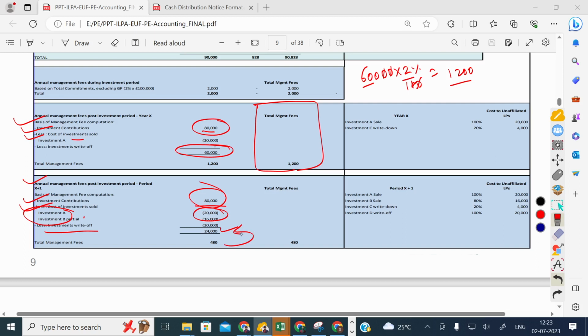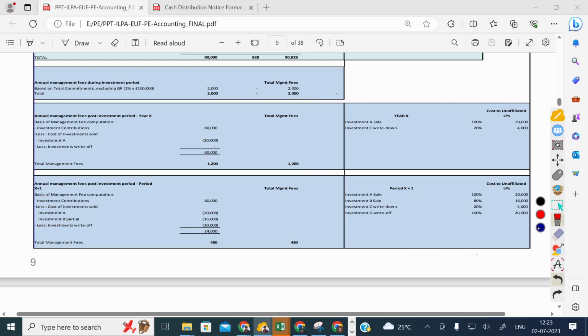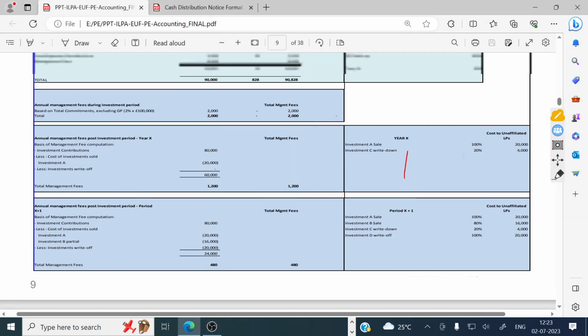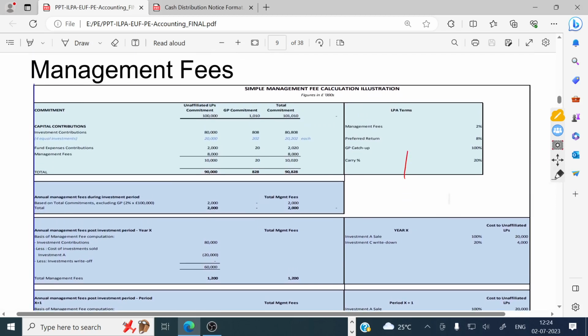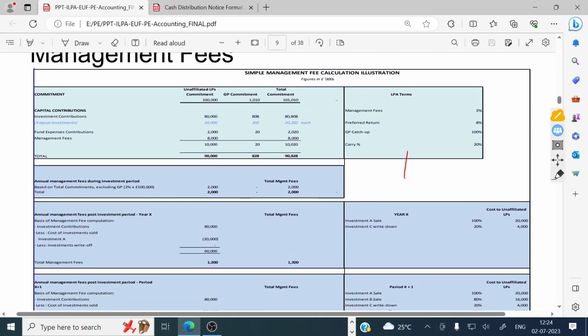So this is how they follow the patterns and charge management fees. And that's why you should check the investment documents while calculating the management fees or any expenses as such. That guides you on how to calculate the management fees, how you can apply the accounting treatment, and many more.